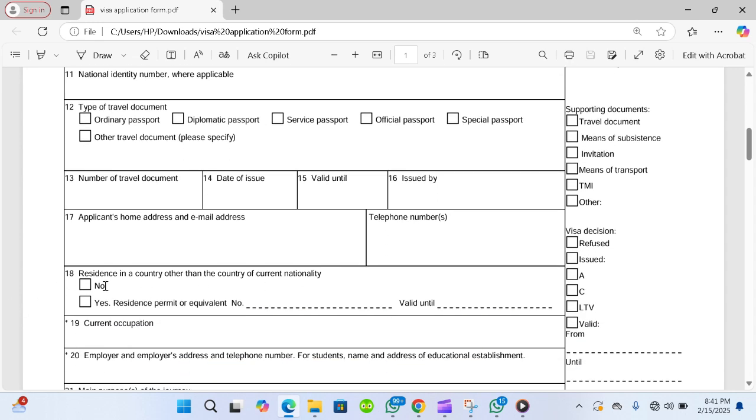Number 18, residence in a country other than the country of current nationality. Here, if you are living in a country that is not your nationality, you tick yes and provide details. You also need to state your residence permit in that country and the validity. But if you are not, then you tick no and move on.